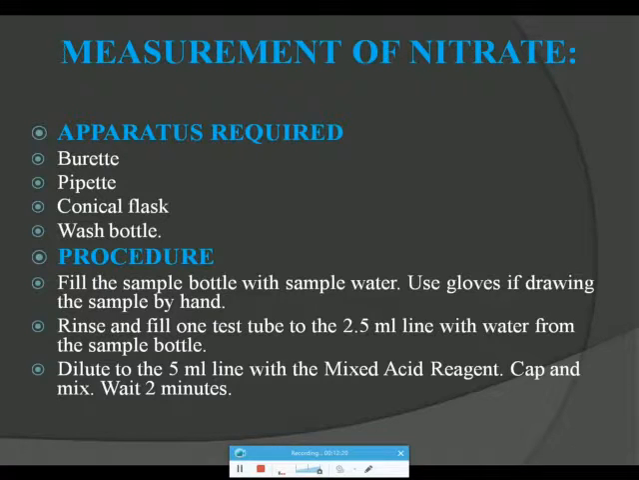Measurement of nitrate. Procedure: fill the sample bottle with sample water. Use gloves if drawing the sample by hand, rinse, and fill one test tube to 2.5 ml line with water from the sample bottle.